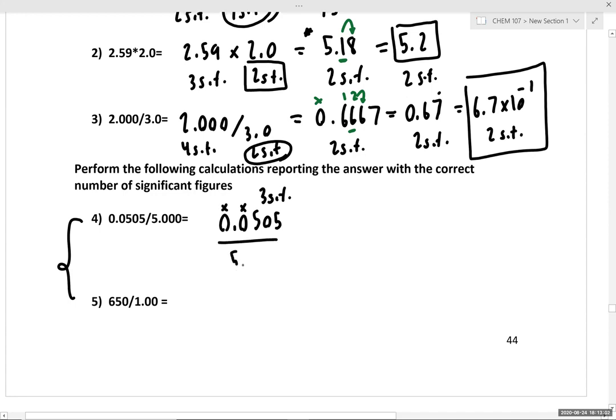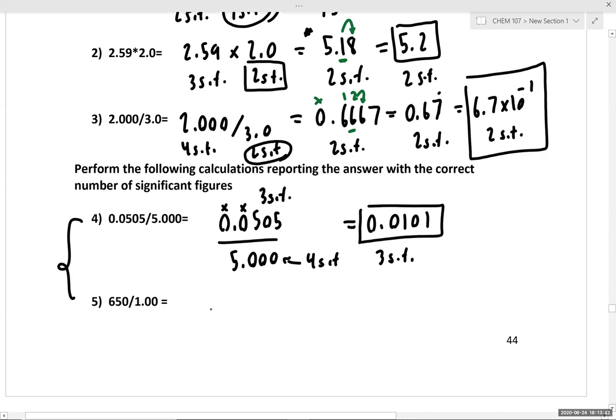We then divide by 5.000, and this bottom number has 4 significant figures. So, as we can see, our final answer then must have 3 significant figures, the least number of significant digits among both of our measurements. So punching this into our calculator, we in turn get 0.0101. And as we can clearly see, this output number has 3 significant figures as required.